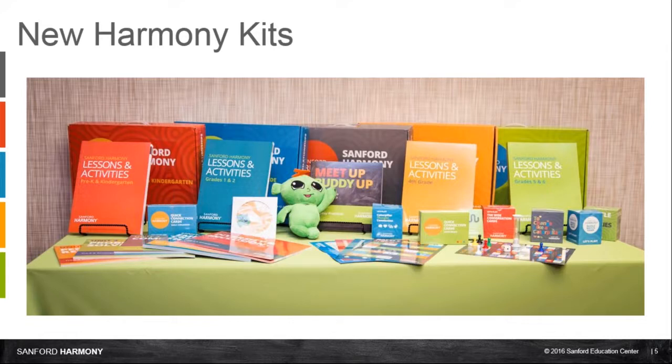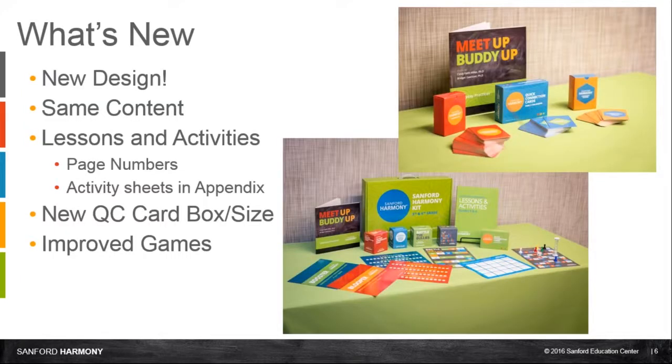So we've recently launched our new branded Sanford Harmony kits. These have all the same great SEL content in them. They're just polished as far as brand new colors and look and feel. But this is the 5 different kits that we have available for pre-K through 6th grade. And then what's new about them? So we have a brand new design. It's the exact same content. We have updated our lessons and activities booklets to have page numbers, and we have organized all of the activity sheets in an appendix in the back of the book.